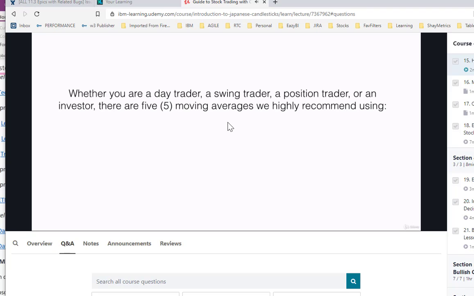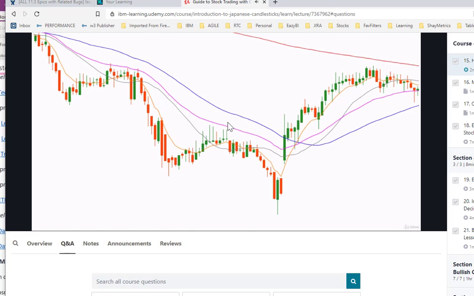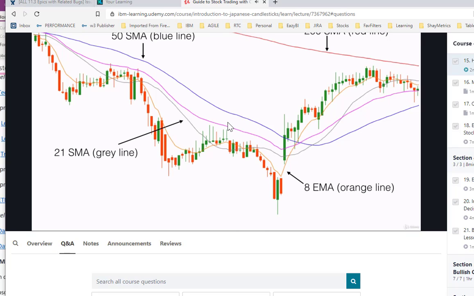Whether you are a day trader, a swing trader, a position trader, or an investor, there are 5 moving averages we highly recommend using. The 200 simple moving average, the red line, the 50 simple moving average, the blue line, the 21 simple moving average, the gray line, the 8 exponential moving average, the orange line, and the 34 exponential moving average, the purple line.